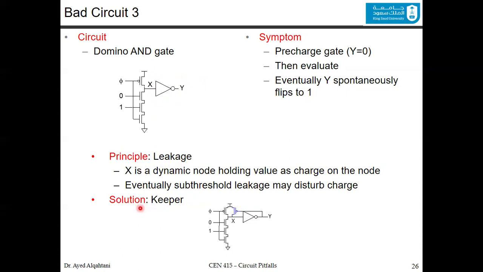One way to solve this is using a keeper, and we already talked about the keeper before. Since this is leaking and the X maybe goes down to 0, after the inverter this one is going to be 0. It will turn on this PMOS, meaning it will become on, and now you can charge the X and get rid of the leakage.